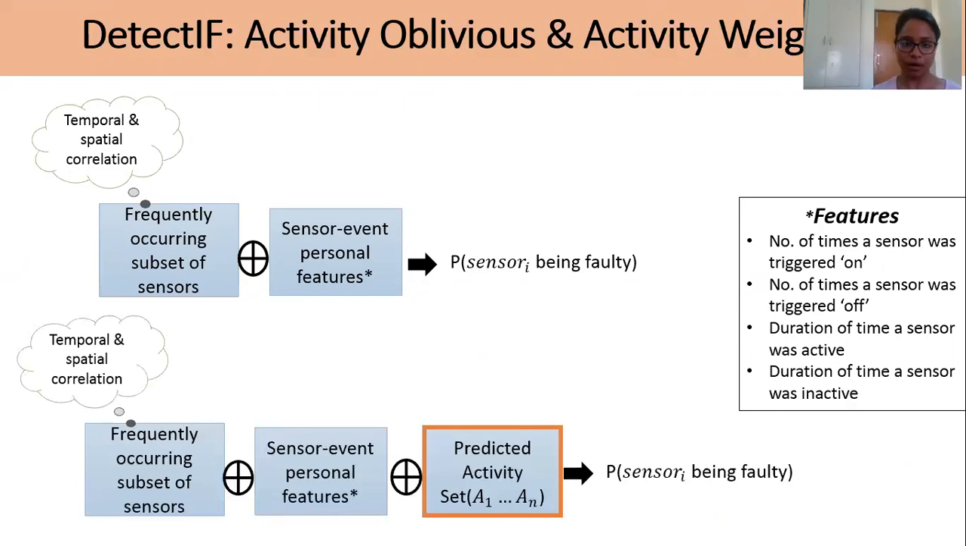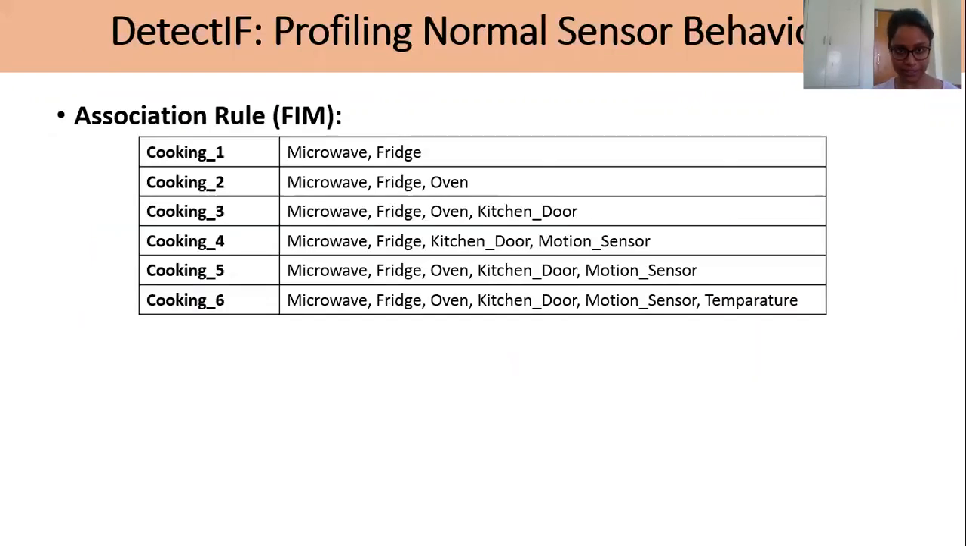So these are the two approaches, and as you can see, in both cases the first two boxes are the same. We have to identify frequently occurring subsets and then add sensor event statistical features. So what do we mean by frequently occurring subsets? This is a very simple association rule.